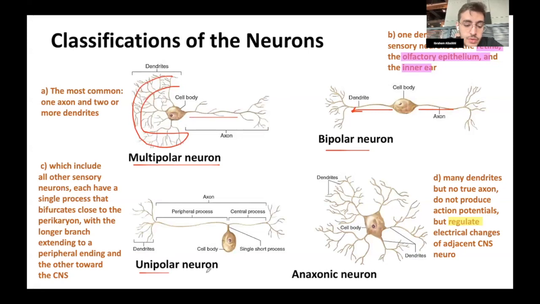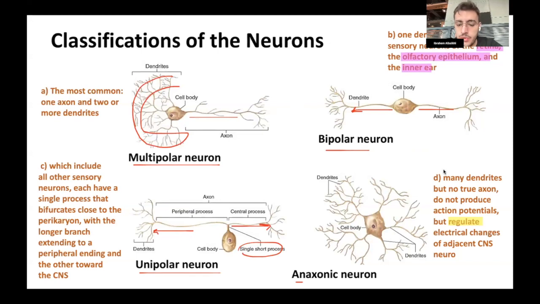And then you have your unipolar neuron, in which the cell body is connected to something called a single short process. And then this bifurcates to connect with the peripheral nervous system and then the central nervous system. And then finally, you have your anaxonic neurons. An means without, so anaxonic, without an axon. So these are usually surrounded by dendrites.